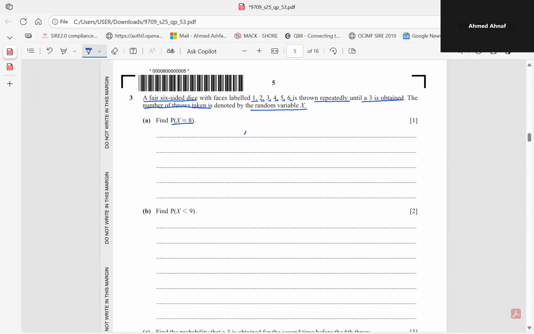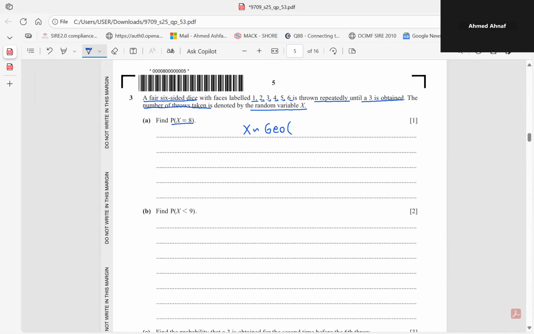Okay, so first let's determine what distribution X follows. Here we're doing something repeatedly until we get a specific outcome. If you're doing something repeatedly until you get the first successful outcome of what you want, this is going to be a geometric distribution. And unlike a binomial distribution, there is no fixed number of tries.